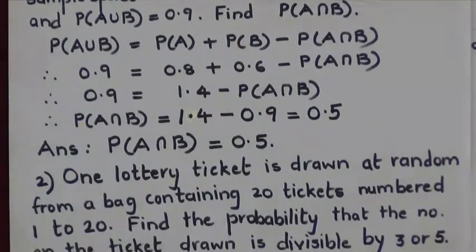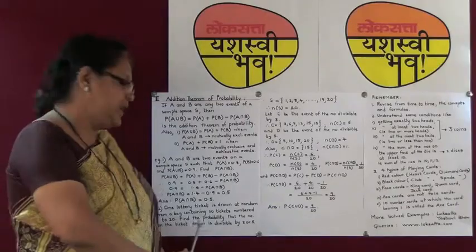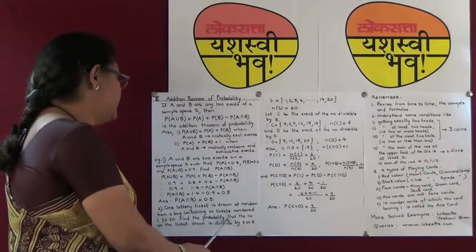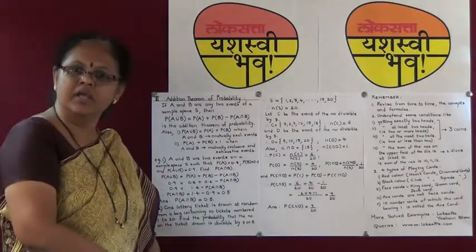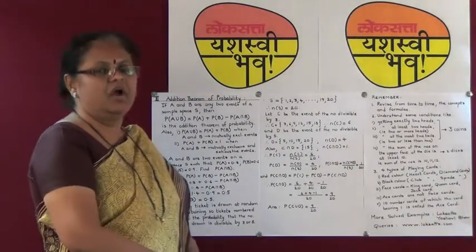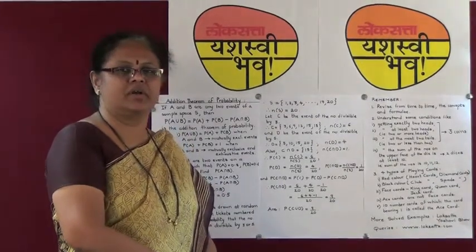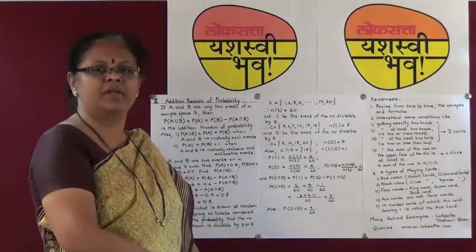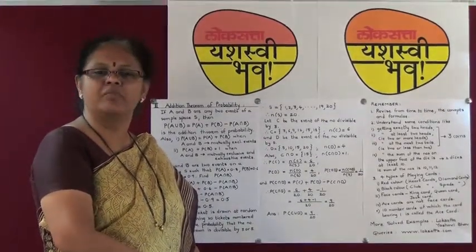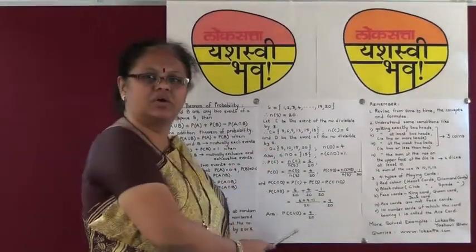The second sum says, one lottery ticket is drawn at random from a bag containing 20 tickets numbered from 1 to 20, and hence we have to find the probability that the number on the ticket drawn is either divisible by 3 or by 5. Now this may be a little longer sum to understand and solve, but stick to the different concepts and formulas related to probability and you will score full marks when you solve the sums on probability. Let us see how the sum has been solved.